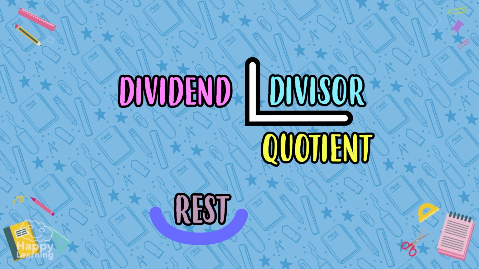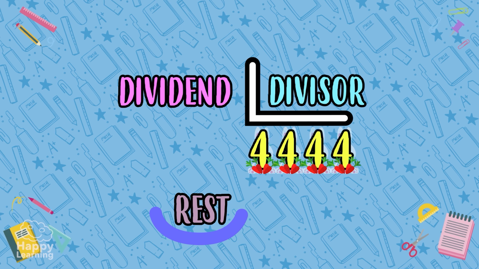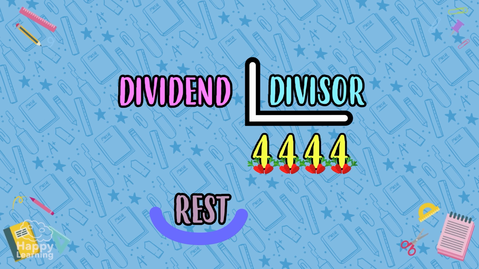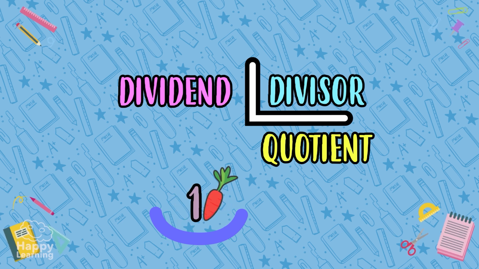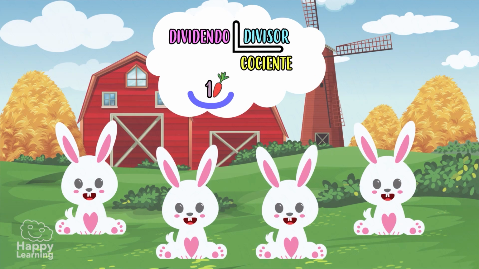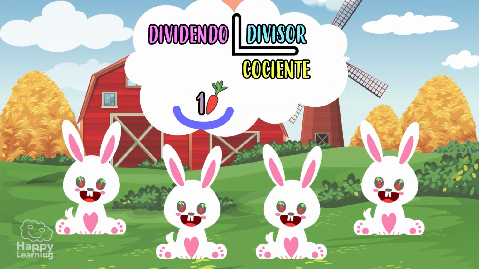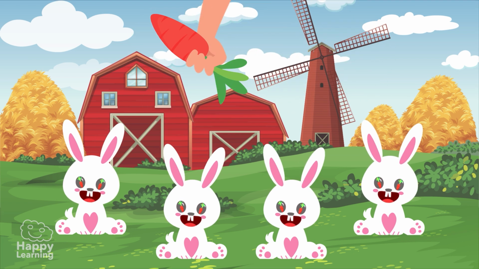The quotient is the amount each part gets. If each rabbit gets 4 carrots, the quotient is number 4. And the rest refers to the amount that is left over. In this case, we have 1 carrot left over, which, to the displeasure of the rabbits, is what we will keep for the next day.